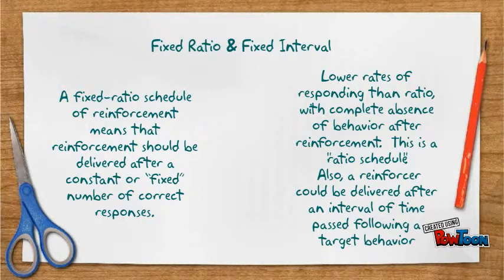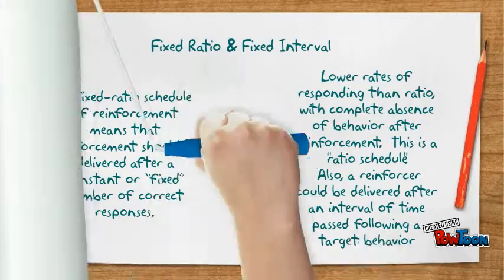Fixed ratio and fixed interval. A fixed ratio schedule of reinforcement means that reinforcement should be delivered after a constant or fixed number of correct responses. Fixed intervals have lower rates of responding than ratio, with complete absence of behavior after reinforcement.